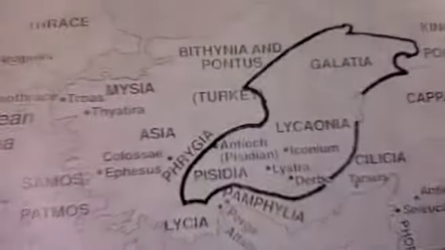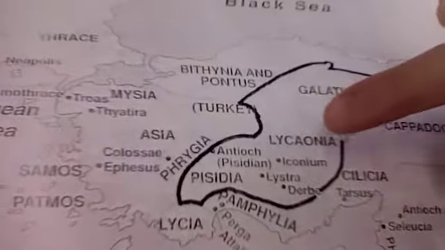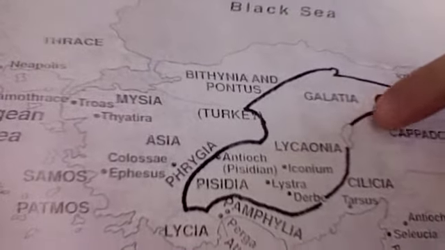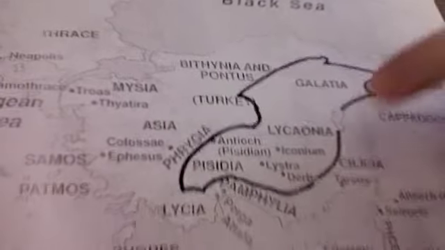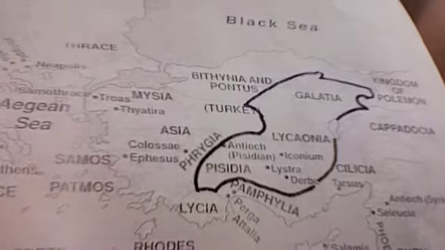As you can see from this map, Galatia is quite a large area. This dark part here is Galatia. And in the bottom of Galatia there are those cities: Antioch of Pisidia, Iconium, Lystra and Derbe, or Derby, depending on where you're from in the world. And those are mentioned in the book of Acts.